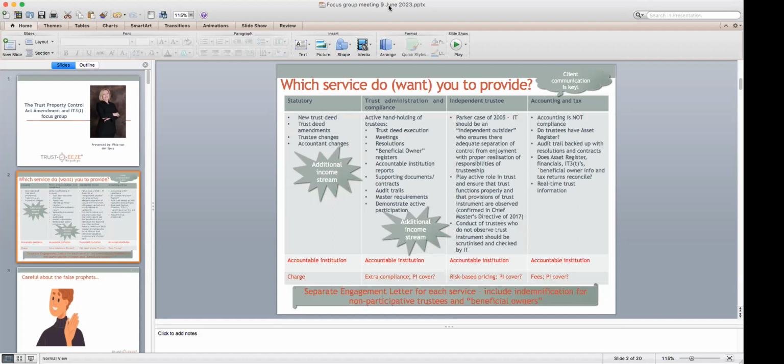When we look at a trust, there are four income streams that I could identify. And again, we need to figure out what we want to do, and which services we do not provide, and actually communicate that to our clients.